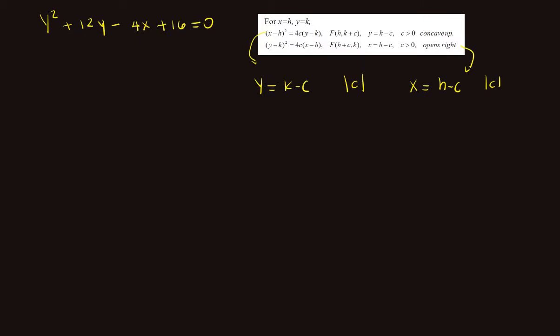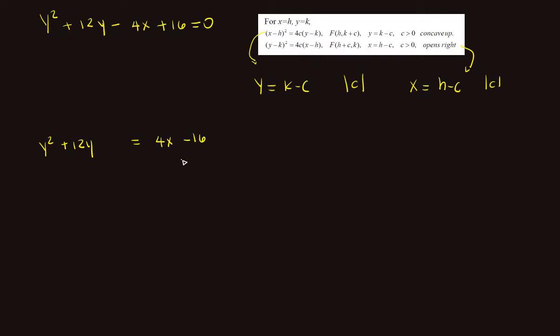The first thing we're going to do is regroup the y's, y squared plus 12y, and send to the other side the rest, so it will be positive 4x minus 16. We set these to the other side.